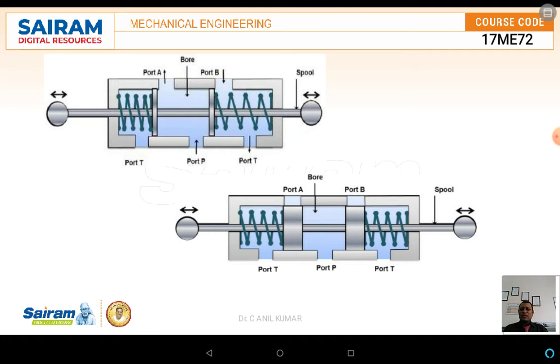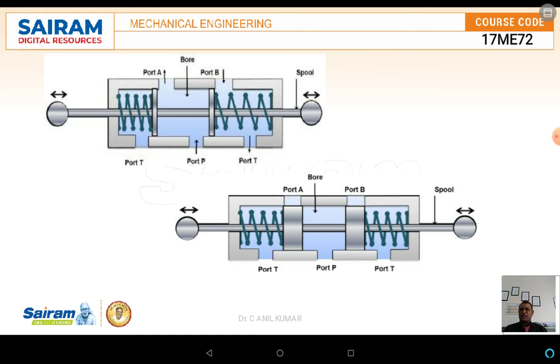Normally the movement will be taking place from P to A, or B to T, or A to T, and P to B. But in the third case, the piston is lying in between in such a way that it is blocking both port A and port B. In that case, the pressurization, or the flow from the application end to the tank, is also not possible.